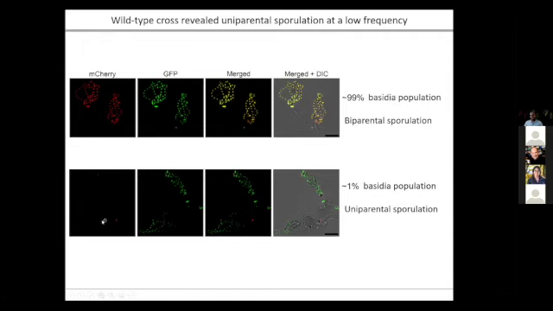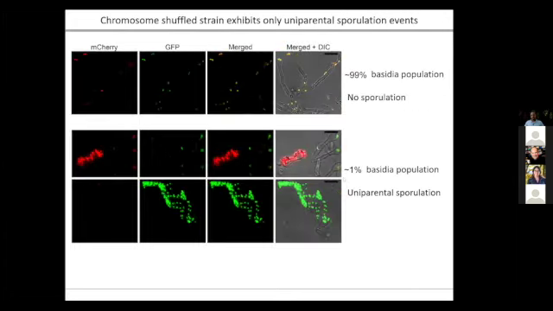So somehow the second parent nucleus was absent from here. We then did the same analysis with the chromosome shuffle strain, and similarly, about 1% of basidia had spore chains, and they were either green or red, but not orange. And if you look at the basidia which are both red and green, they seem to be stuck in some stage, but fused with each other, and they don't form any spore chains on them.